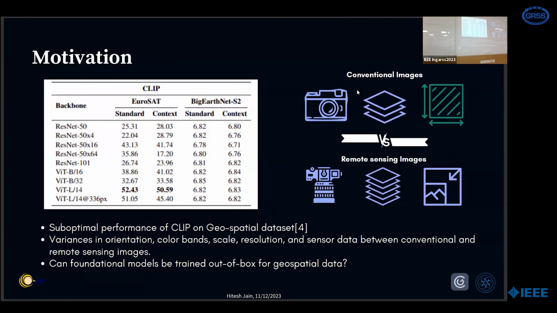There are various differences between satellite images and conventional images. In terms of orientation, conventional images are taken in the front view, whereas remote sensing images are taken from the top side. Conventional images generally consist of 3 bands, RGB, whereas remote sensing images can consist of multiple bands. Conventional images are generally uniform in size, whereas remote sensing images can be very large and differ a lot in size. So this led us to a pivotal question: can foundation models be trained out of the box for geospatial data?